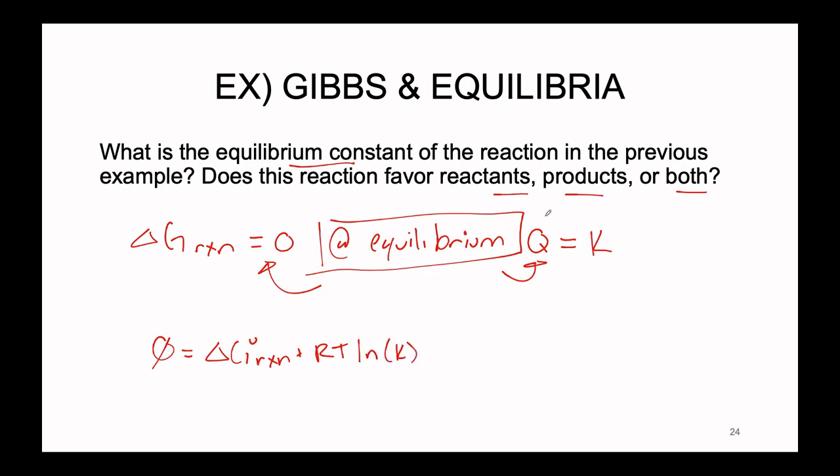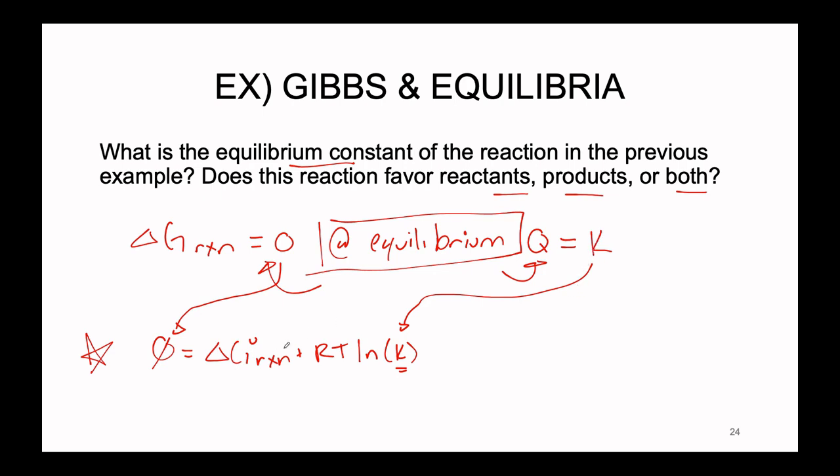At equilibrium, Q is equal to K, which means we can plug K into this equation, as we have also inserted 0 for our Gibbs free energy. And now we have a way to calculate K if we know the Gibbs free energy at standard conditions and the temperature of the reaction. This is also going to be true for every reaction, not just this hypothetical case, since by definition your delta G is equal to 0 at equilibrium, and also Q is equal to K at equilibrium.